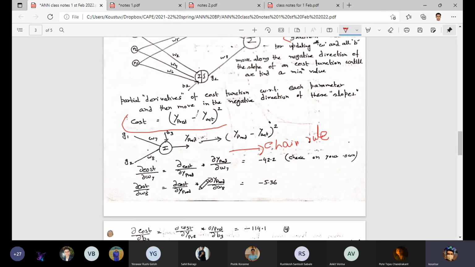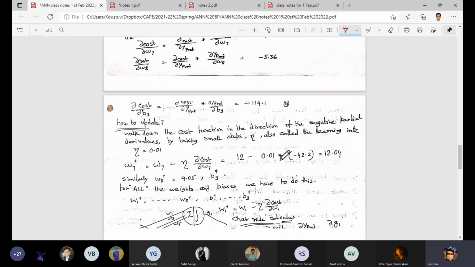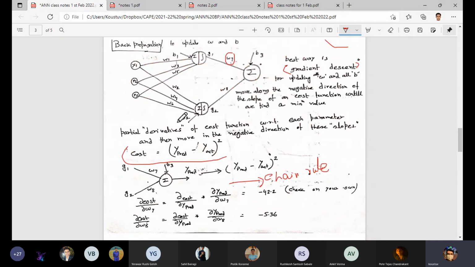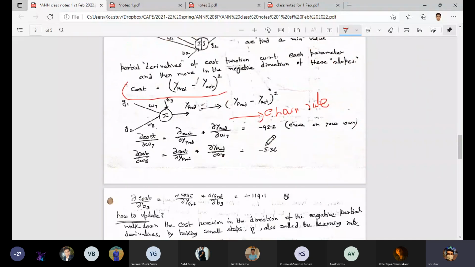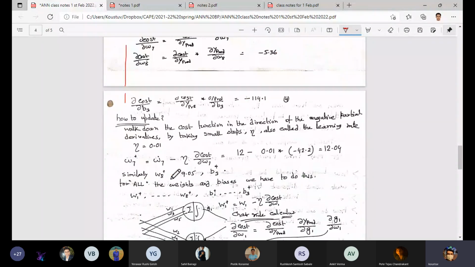Similarly, del cost del W8 is like this. You can calculate and check on your own because the data sets are given. Similarly, del cost del B3. For these weights and biases, these are the derivative calculations. But are we able to update it? No. So this is very important, the update, because it can give you many important consequences.